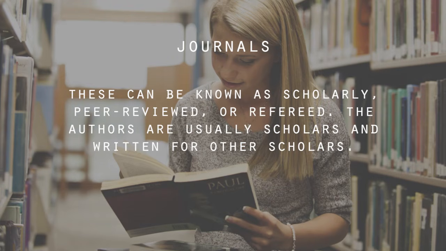Journals. This type of source can have several names: scholarly, peer-reviewed, refereed, and can refer to either the journal or the articles inside the journal. The authors are usually scholarly with advanced degrees in the field they are writing about. The articles are written for other scholars in the field. This information is reliable because it is written by experts who are also citing the works of other experts. Peer-reviewed means that other experts have read these articles and decided that they are good enough to go into the journal. These sources will have bibliographies.